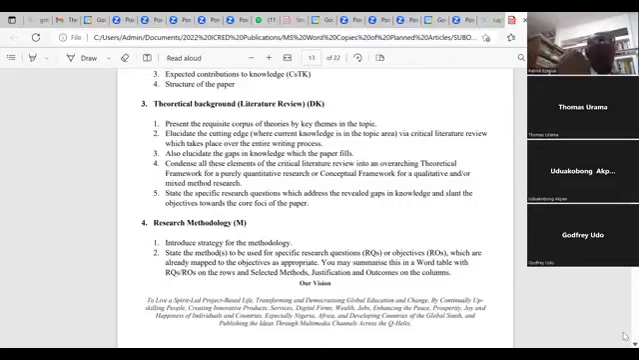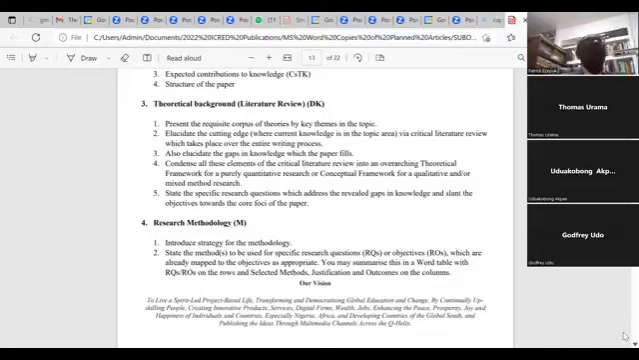You have to condense all these elements of the critical literature into an overarching theoretical framework or conceptual framework. You normally use a theoretical framework if it's quantitative research in sciences, and a conceptual framework if it's qualitative or mixed method.